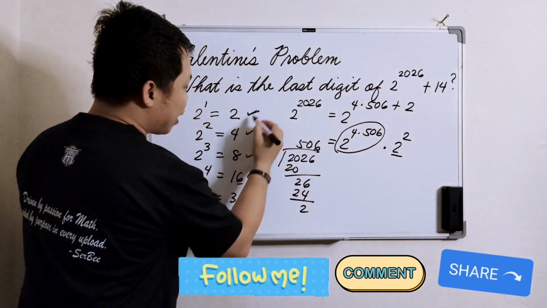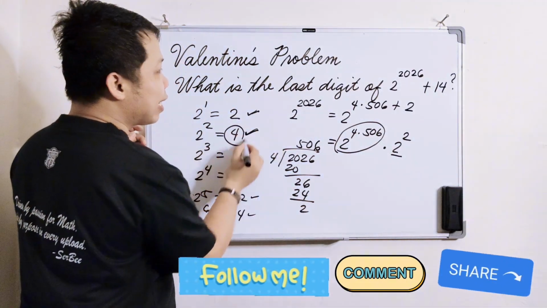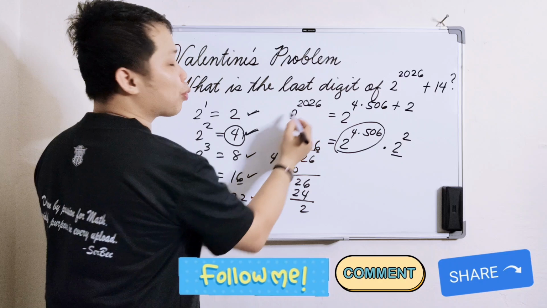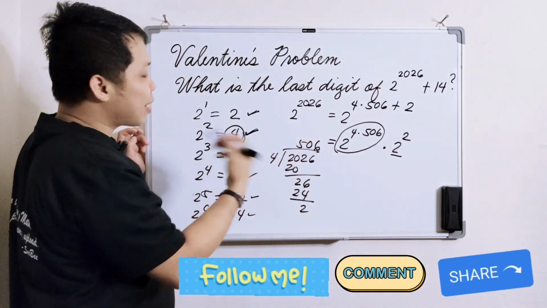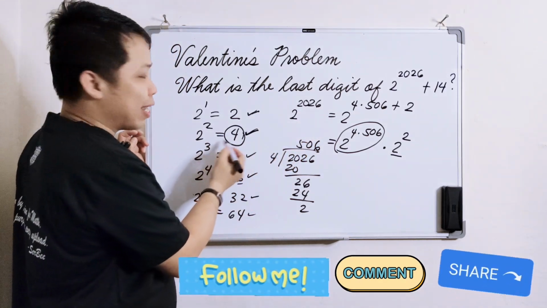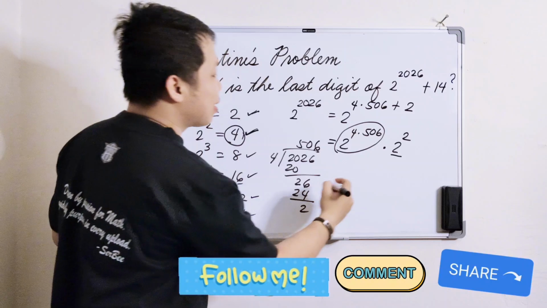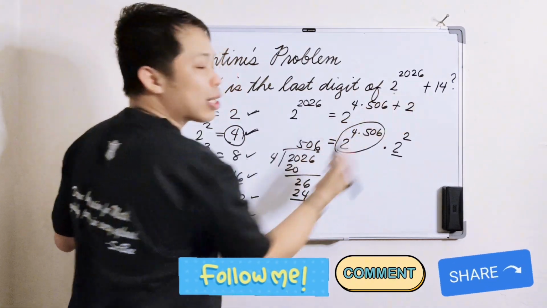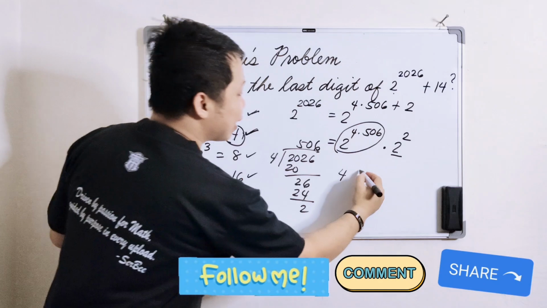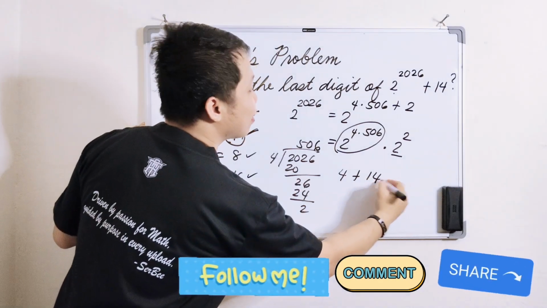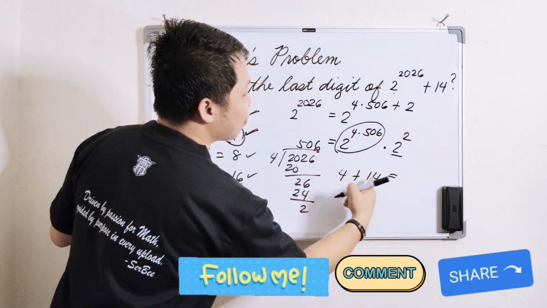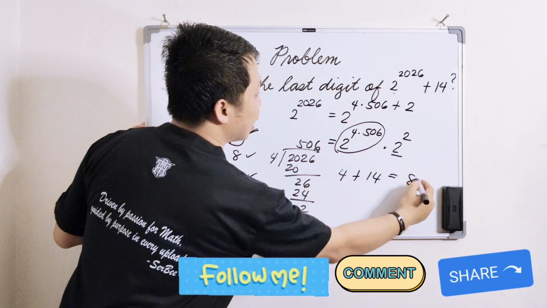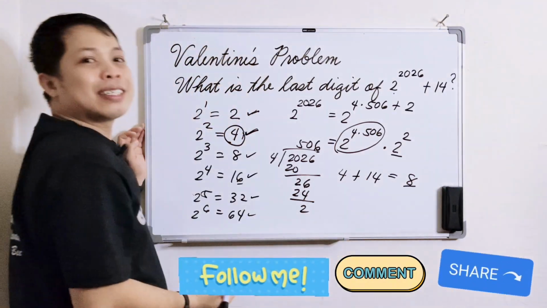So, ibig sabihin, 1, 2. Ibig sabihin, the last digit of 2 raised to 2026 is the same as the last digit of 2 squared. And that is 4. Now, since the last digit of 2 raised to 2026 is 4, i-add na natin sa 14. Ilan yan? 4 plus 4, that is 8. And the last digit is 8.